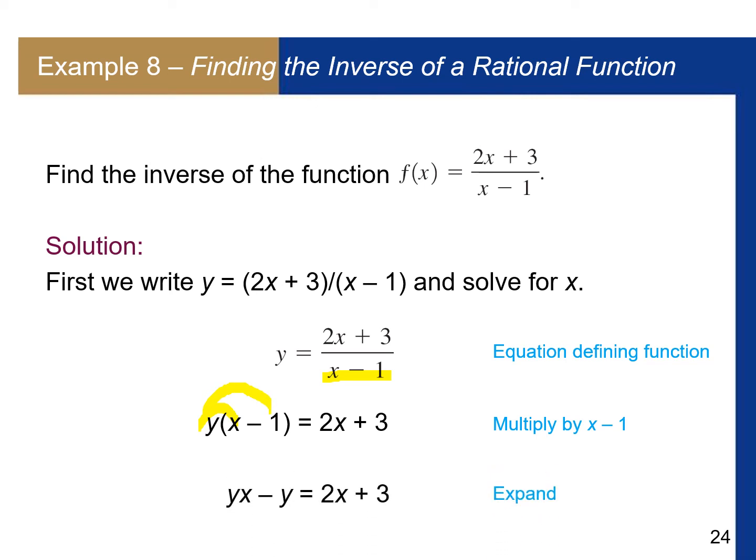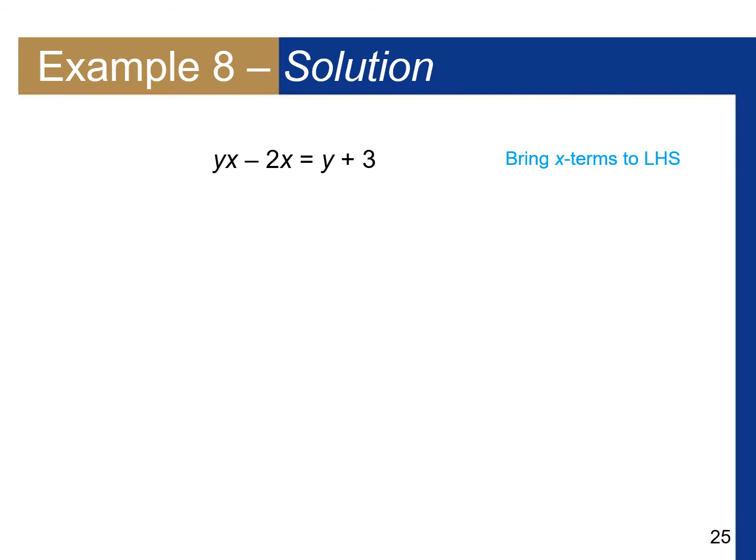So now I have this, yx minus y equals 2x plus 3. So keep that in mind as we go to the next slide, because now I'm going to want to take a look at taking the 2x, because it has an x, and moving it over here. And then I'll take my negative y and move it over here. So there it is after I moved the x's on one side and brought the single y to the other.